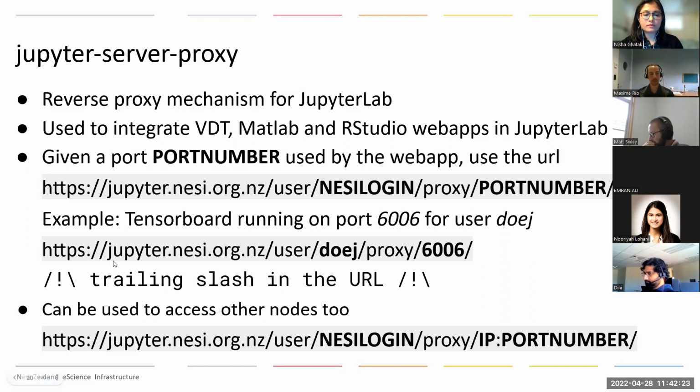So a typical example will be that you can do jupyter.nesi.org.nz/user/, let's say my user is doich, it would be doich/proxy, and well, let's say I have a TensorBoard web application running on 6006, which is the default port. An additional trick, which is good to know, and I won't demo it today, is that you can actually reverse proxy a web app which is running on another node somewhere else on the HPC, but you need to give the hostname or the IP before here.